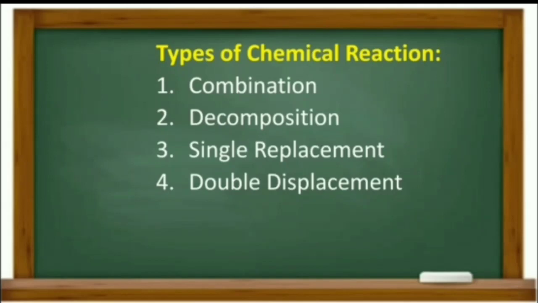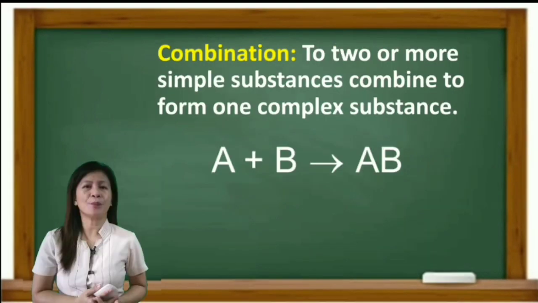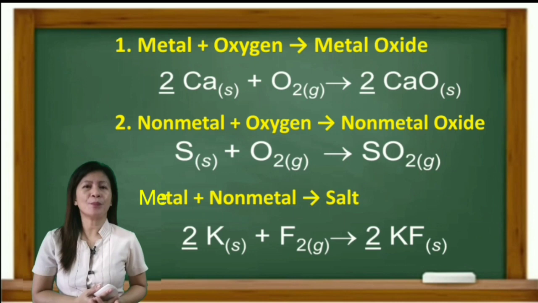A combination reaction is the combination of two or more simple substances to form one complex substance. So we have here a general equation. Simple substances A and B combine to form one complex substance AB. Okay? Examples. So I have here common examples of combination reactions.